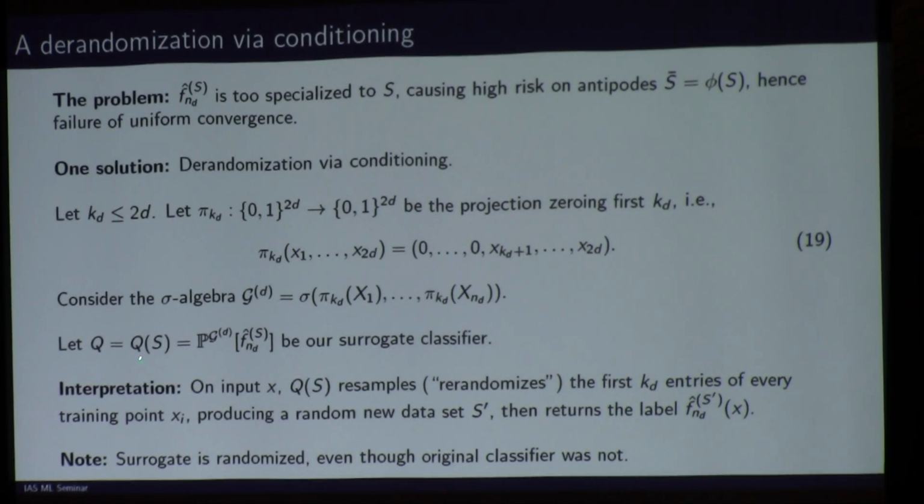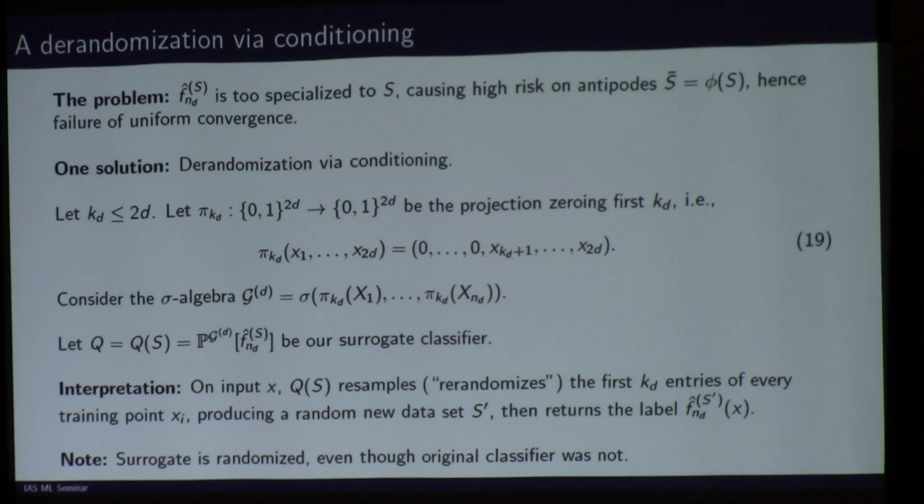On input x, my surrogate resamples, or if you like, re-randomizes the first K_D entries. It doesn't zero them out; by this projection, zeroing them out forgets them. And so my surrogate is resampling the first K_D entries from the actual distribution and then running the original interpolating classifier on this modified data set. Now, this modified data set has exactly the same distribution as the original data set, so the distribution has not changed. But I get a different classifier potentially every single time as I fill in these entries differently.